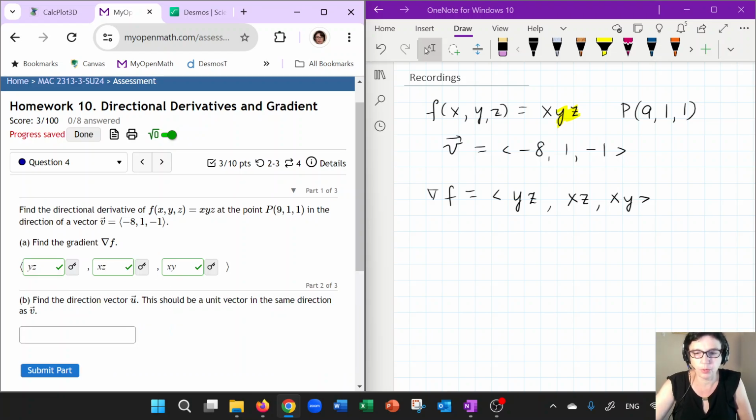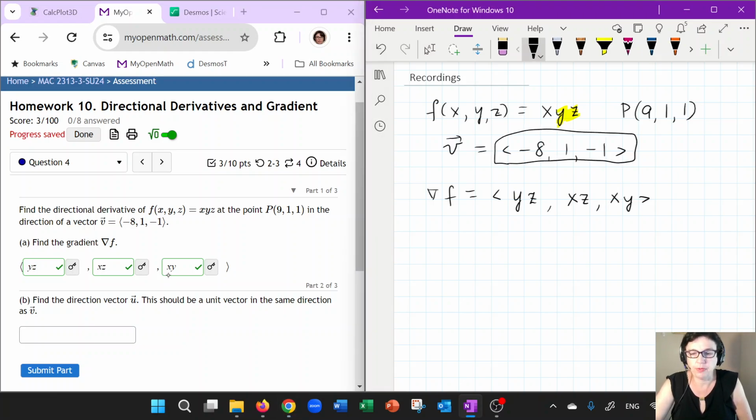Next thing that they want is to find the direction vector. So you may be asking, well, you just gave me the vector, that's the direction vector, -8, 1, -1, so that's it, right? Well, no, that's not it, because the requirement on it, based on the definition of the directional derivative, is that the direction vector must have unit length. So how do we make a vector have a unit length? In other words, a length of 1.